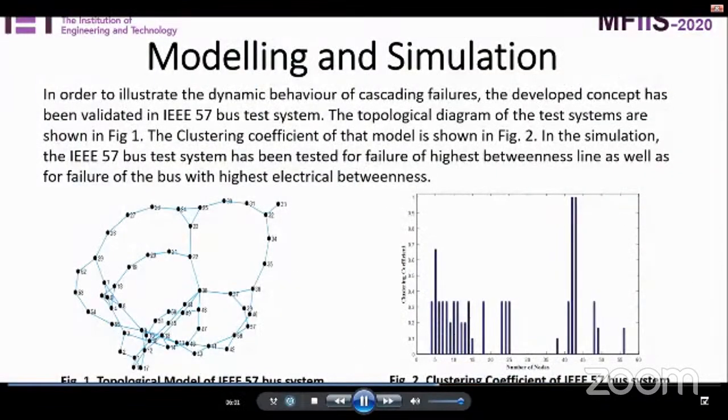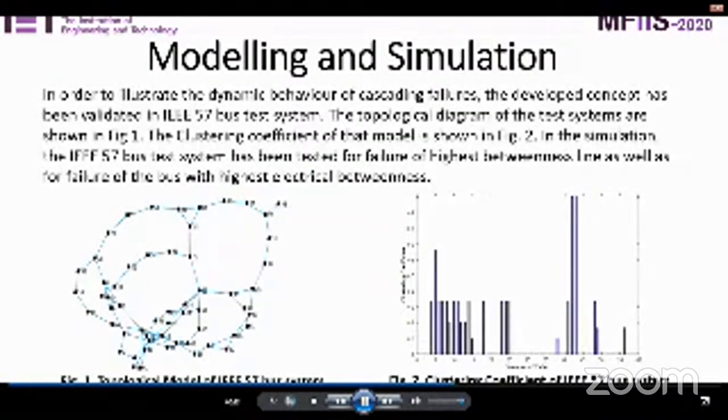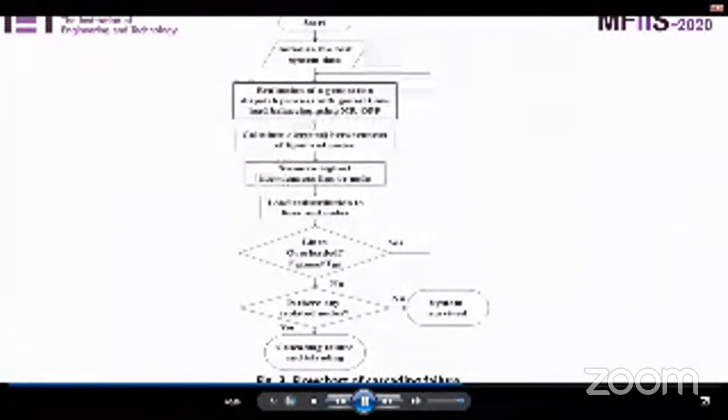In this paper, the modeling has been done on the IEEE 57 bus test system, and the topological model of the system is shown in figure 1, and the associated clustering coefficient values versus the number of nodes have been plotted in figure 2. Figure 3 shows the flowchart of the cascading failure of a power network.